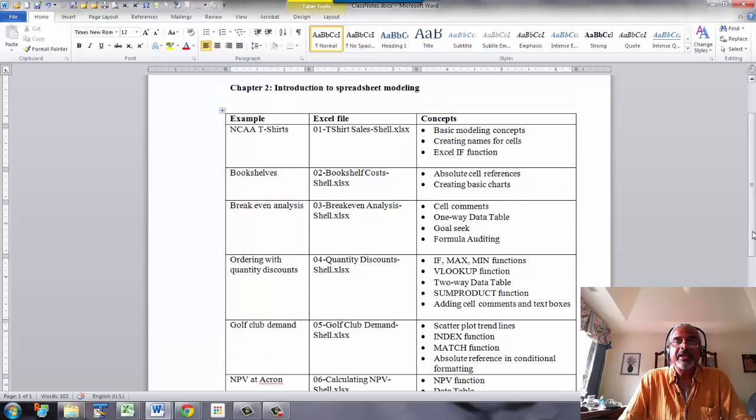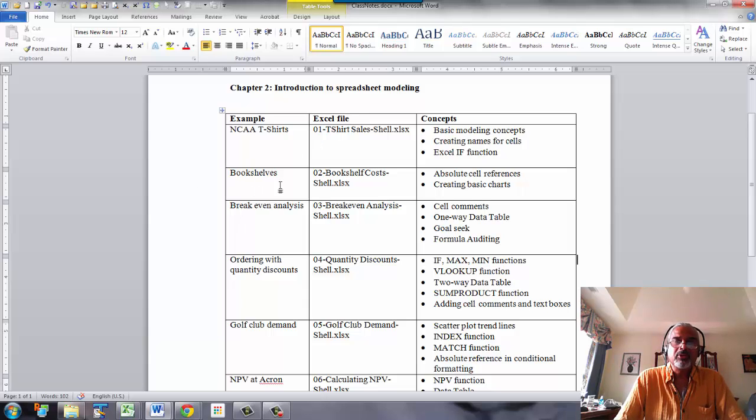Okay, now a recap of all the models that we looked at in chapter 2. So the first one was the NCAA t-shirt model. That was the first one where we looked at accurate models but very badly made, badly set up, and how to improve the model in terms of presentation. And we looked at Excel IF function and creating names and so on.